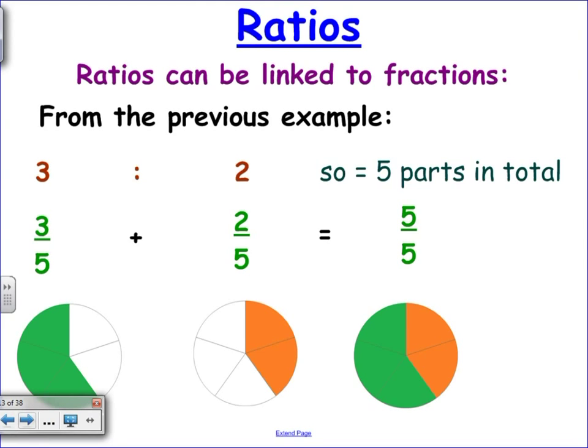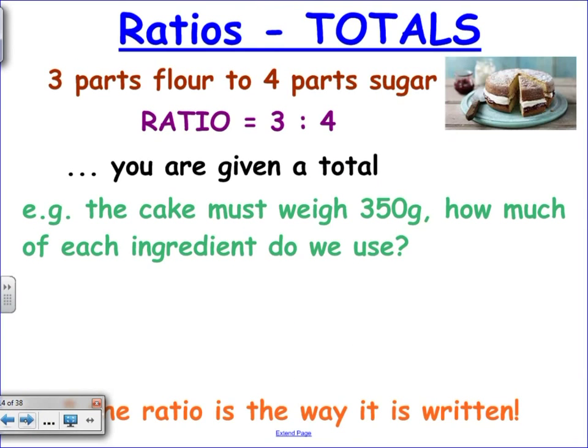Just to show you the link between ratios and fractions. This 3 to 2 ratio means that we have a total of 5 parts. So in theory, the 3 is 3/5 and the 2 is 2/5 of whatever it is we're dividing up. Okay? Pictorially, it looks like that. And when we add our parts together, 5 over 5, we end up with 1 of whatever it is we're splitting up. Okay? That's just something I have to do for you. So let's look at the first type of question. Now the first type of question, and this is Pete's famous cake recipe, talks about the total of something. Okay?